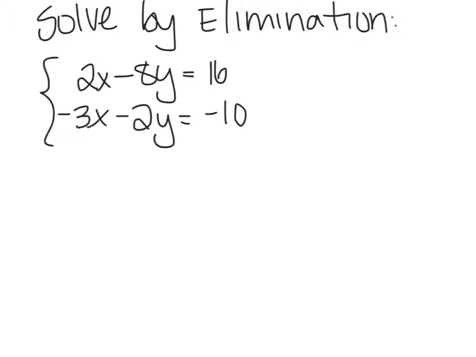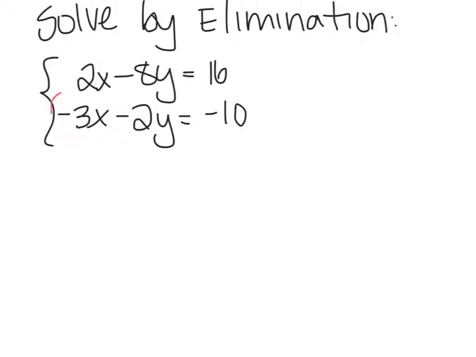Now, solving by elimination is a little bit different. This is when solving for a particular variable, x or y, looks like it would be a little trickier. What we want to do here is cancel or remove one of the variables. So instead of trying to solve for y, I want to get rid of y. Now, I notice in the first equation, I have negative 8y, but in the bottom equation, I have negative 2y.